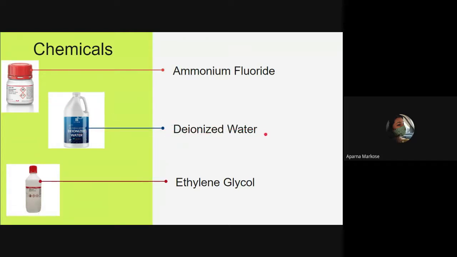And deionized water. Normal water you cannot use. You require deionized water, which is specifically prepared for these experimental requirements. And ethylene glycol. In the same way you are buying ammonium fluoride, you are buying ethylene glycol as well. So you basically prepare a solution with the ammonium fluoride, deionized water, and ethylene glycol. That is your electrolyte.